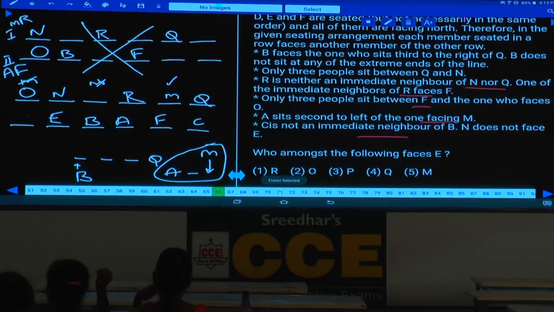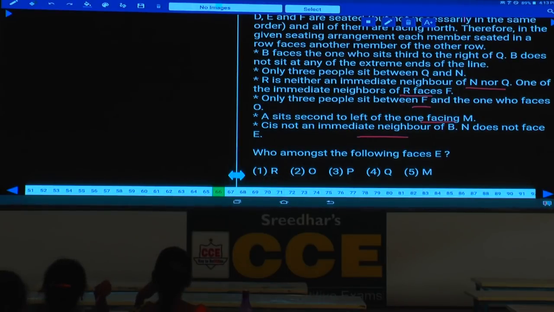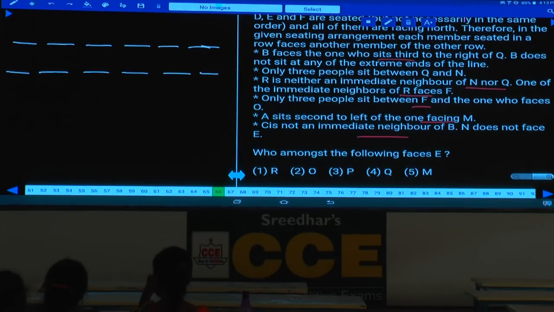Yes, once again. 1, 2, 3, 4, 5, 6. Now one of the cases is invalid. We have already discussed that case. Now what is the second case left over here? In the second case, B faces one of the immediate neighbors of Q. B faces the one who sits to the right of Q, and so we have taken B at this place. That is the only valid case.